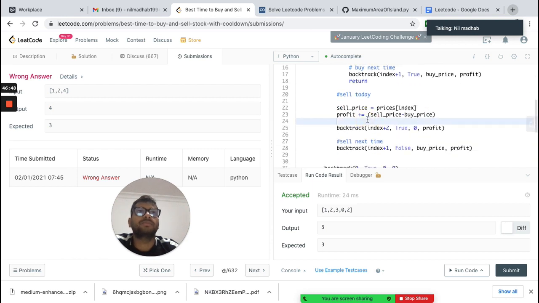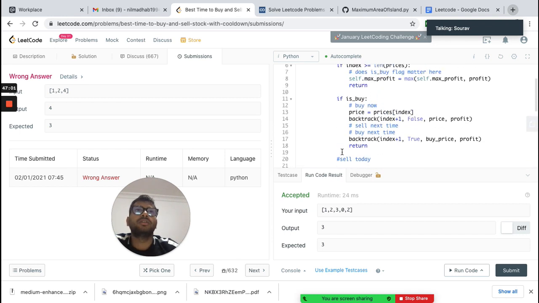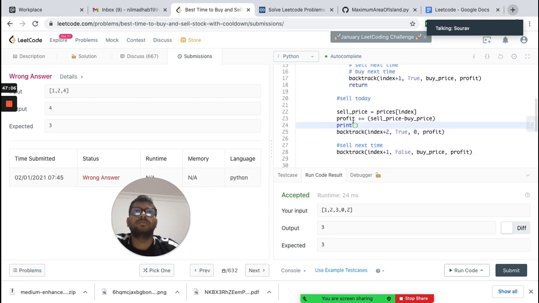Okay, let's print something here and see what happens. So we are selling here, right? So print. This will be the else, right? If else. Yeah, I think I'm doing return here. So print sell price, index. So in case of, okay, let's do a dry run and see where the code might go wrong.